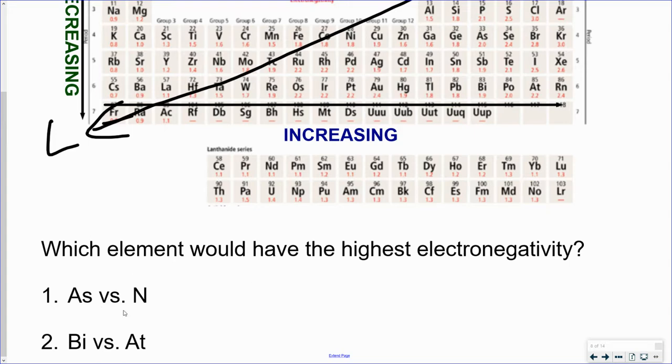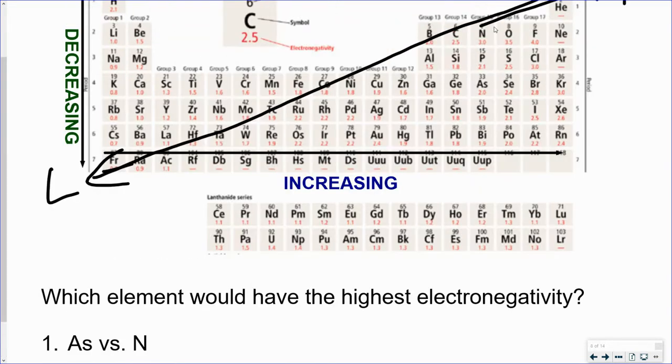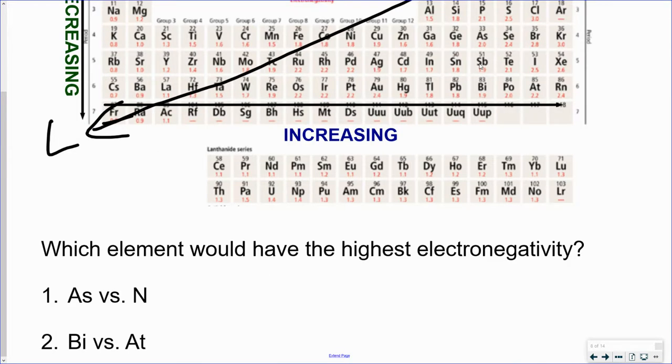So who's got the bigger electronegativity, As or N? Well, here's N, here's As. As you can see, the numbers actually right there, it's N. What about Bi and At? You got Bi, At. Well, At is further that way, so it is At.